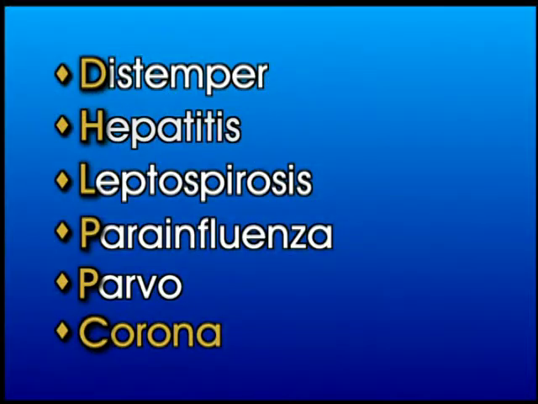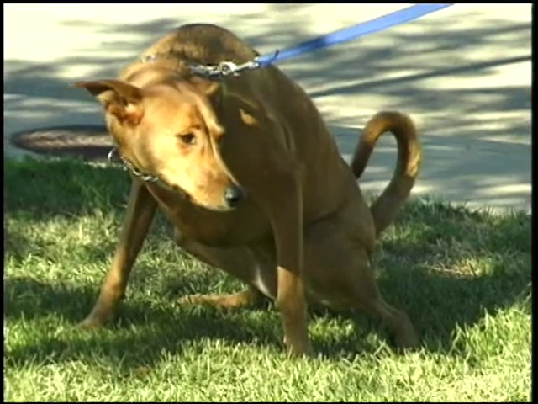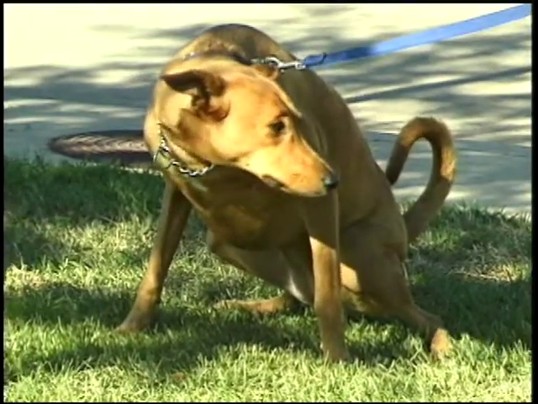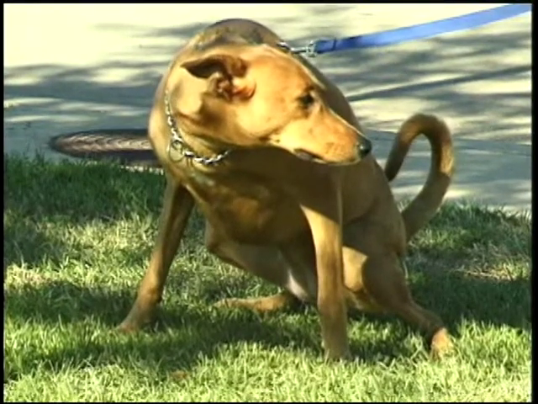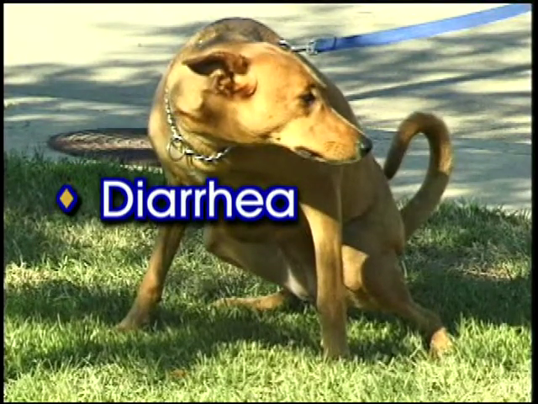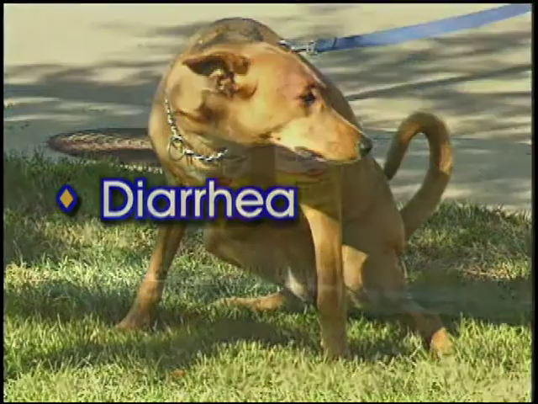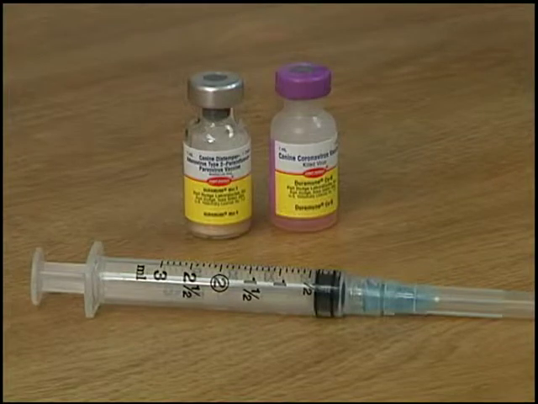A C or CV may be included in our vaccine, representing the coronavirus. To simplify our explanation of the coronavirus and its corresponding disease, it often presents similar to a mild version of parvo. It causes diarrhea, but usually not as pronounced, and usually without blood. It also carries a much lower death rate. All of these vaccine components are commonly incorporated into one injection.